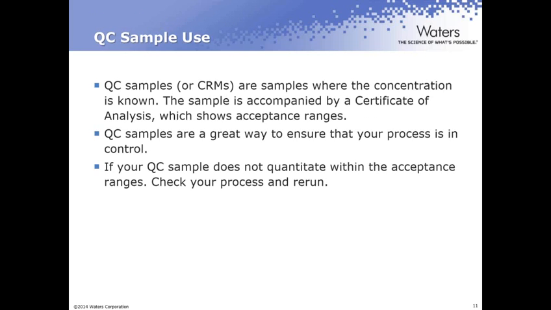One of the things to help us in our daily operation is the use of QC samples. So QC samples, or what a lot of you know them as certified reference materials, or CRMs, are samples where the concentration is known. That sample is accompanied by a certificate of analysis which will show acceptance ranges. QC samples are a great way to ensure that your process is in control. So if you run your QC samples and it doesn't quantitate within those acceptance ranges, that's telling you something about your process being out of control. You want to do what you can do to check that process, make any corrections necessary, and rerun those samples.